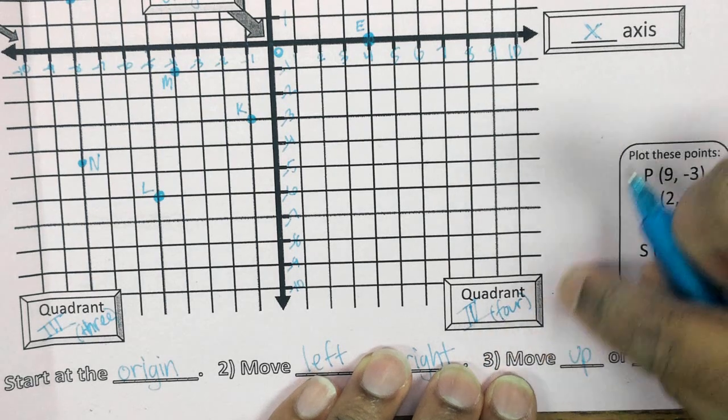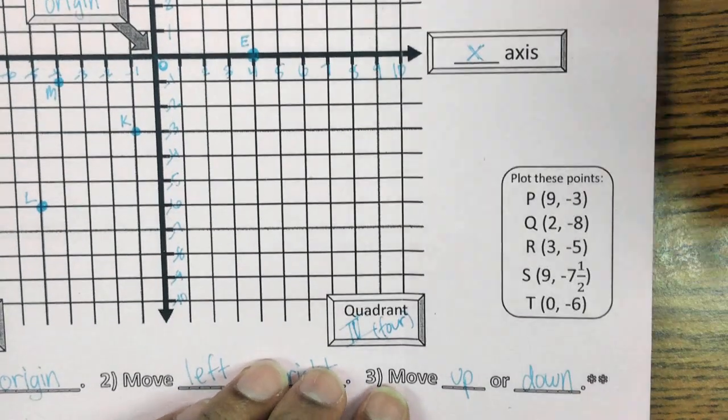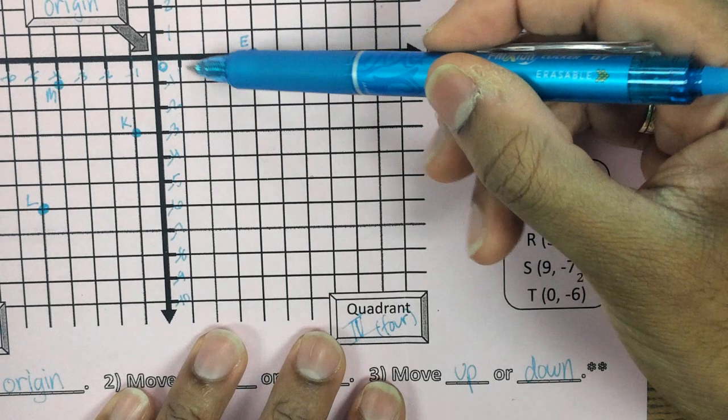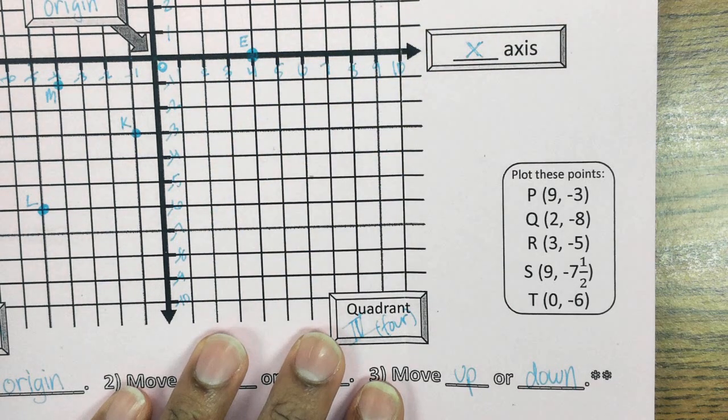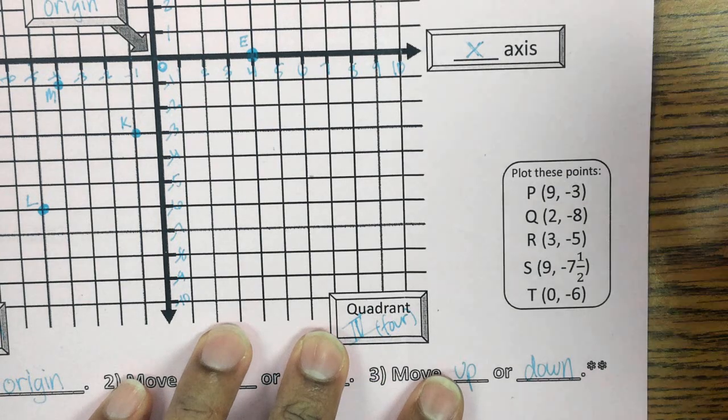So quadrant 4, right? Quadrant IV. And now we're good, right? Because we have both axes labeled. My x-axis is labeled with my positive numbers. My y-axis is labeled with my negative numbers. So I'm going to plot these points.